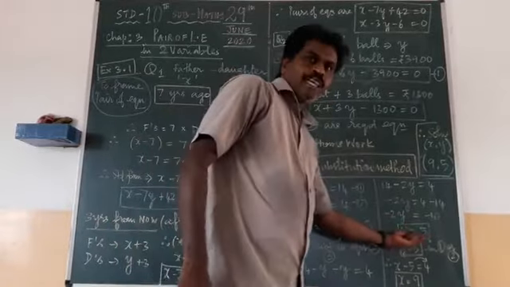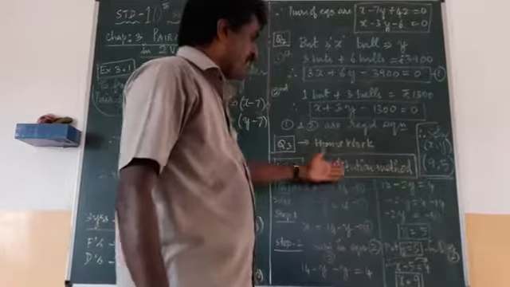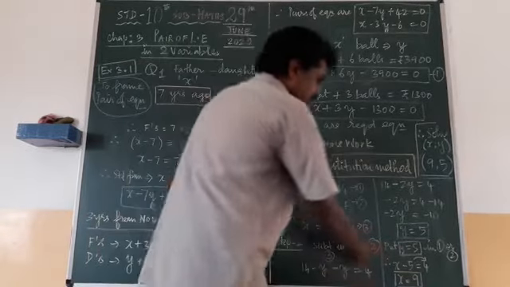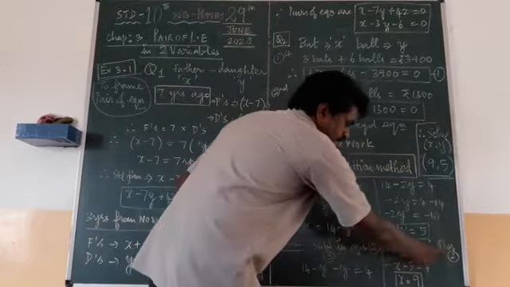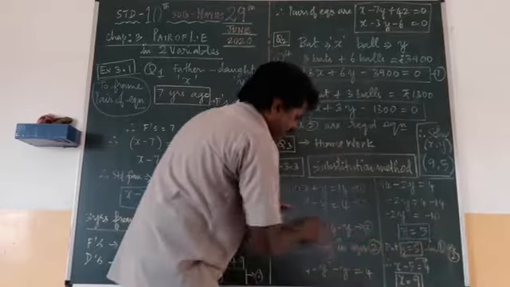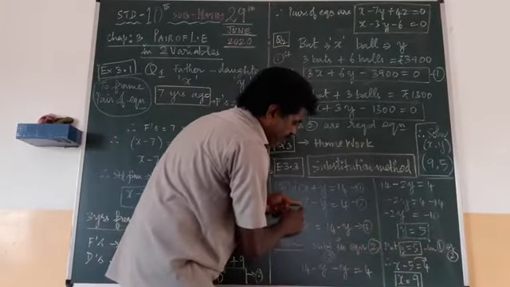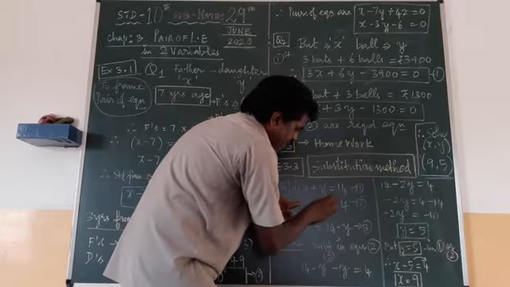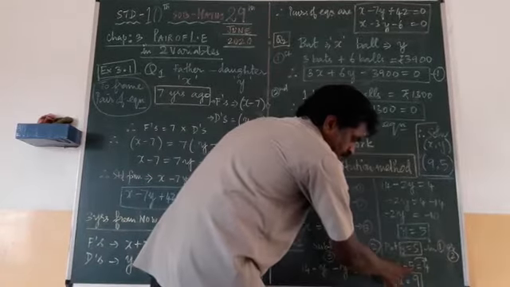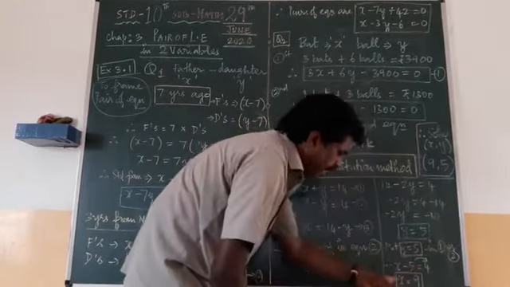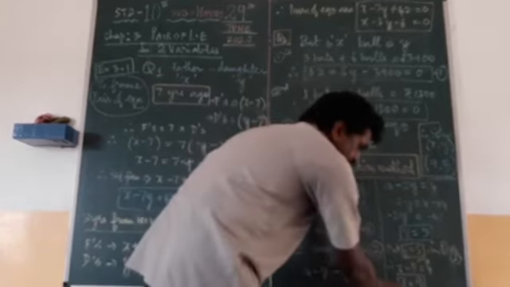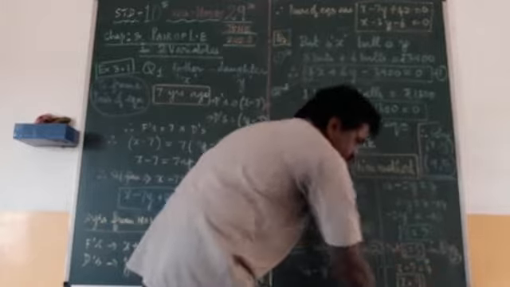Take this y equal to 5 and substitute it in equation one or two. Any equation you can substitute. See, I have taken the second equation, x minus y equal to 4. In that I am putting the y value as 5. So x minus 5 equal to 4. Then I am moving the number to the other side. So x equal to 5 plus 4, 9.